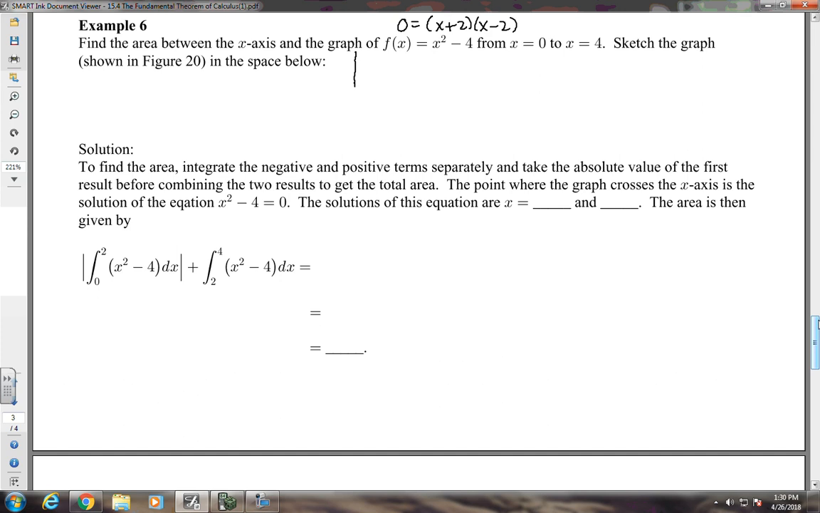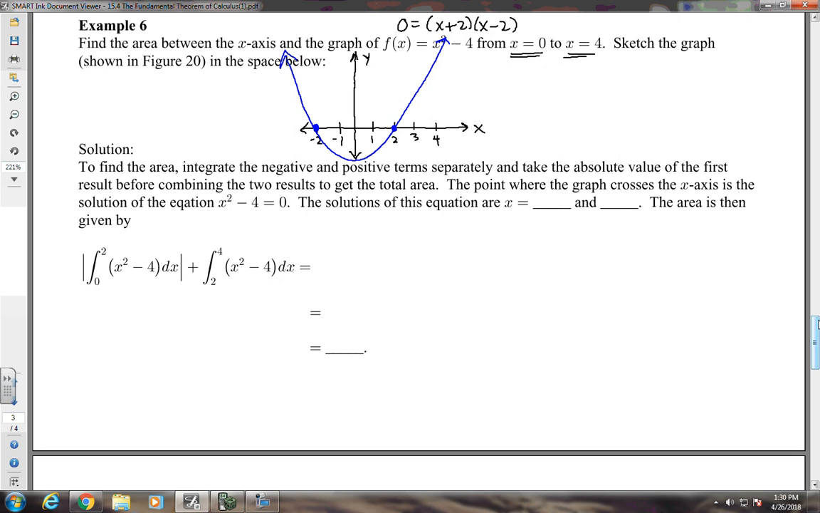So I have a parabola that opens up with x-intercepts at negative 2 and positive 2. But notice we want the area of the region from x equals 0 to x equals 4. So I'm going to draw it out a little further. So x-intercept -2, x-intercept 2. That helps me to imagine my parabola. We'll do something like this. May not be drawn to scale, but we've got a basic visual.